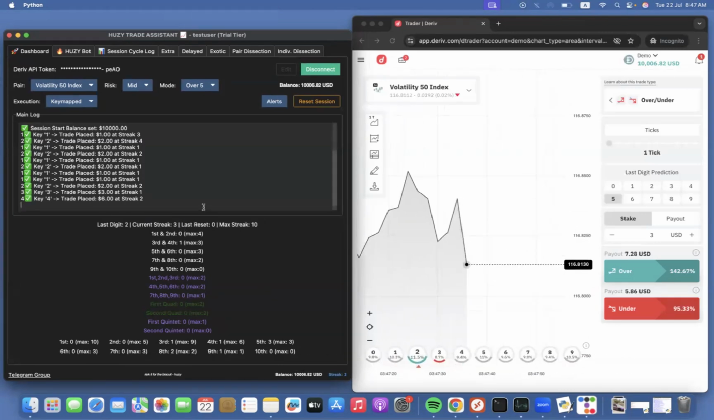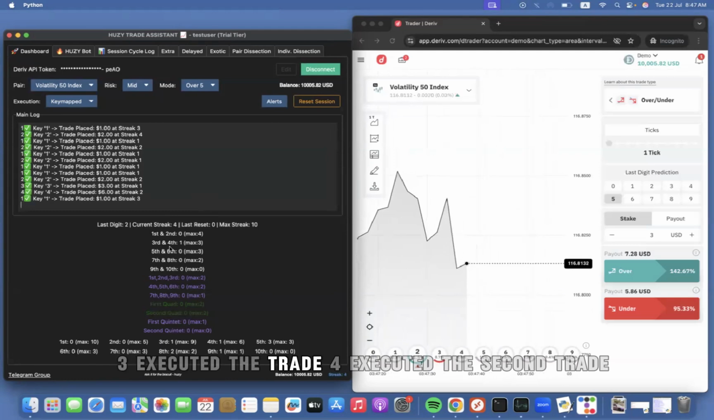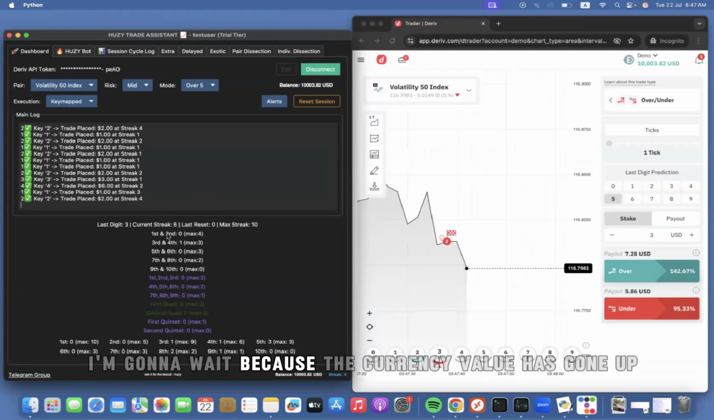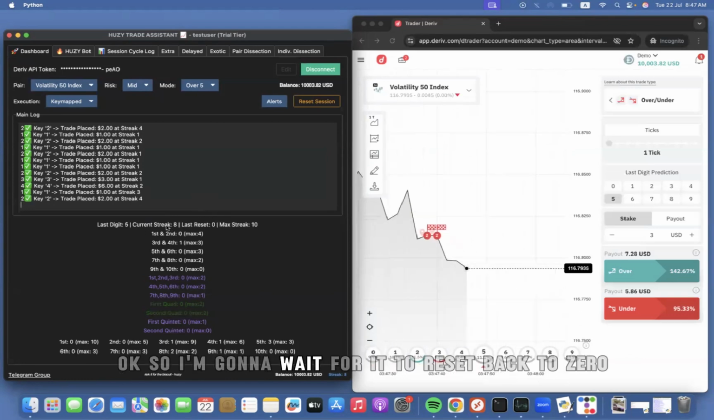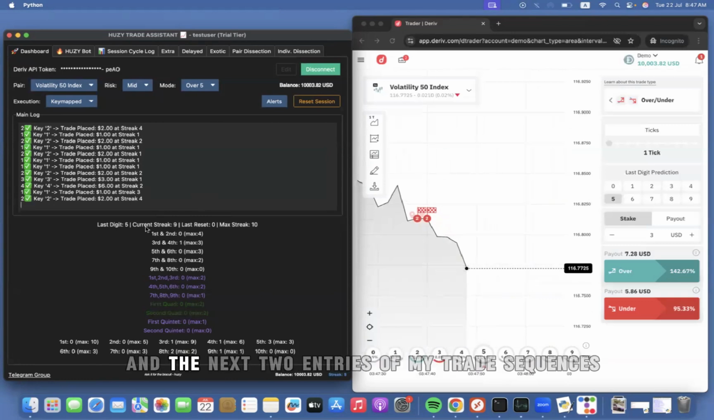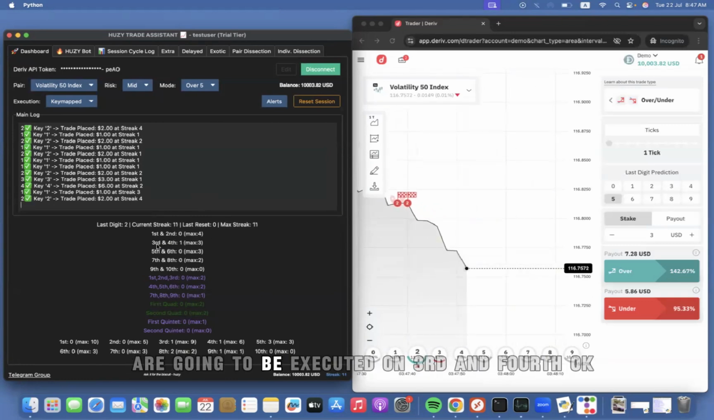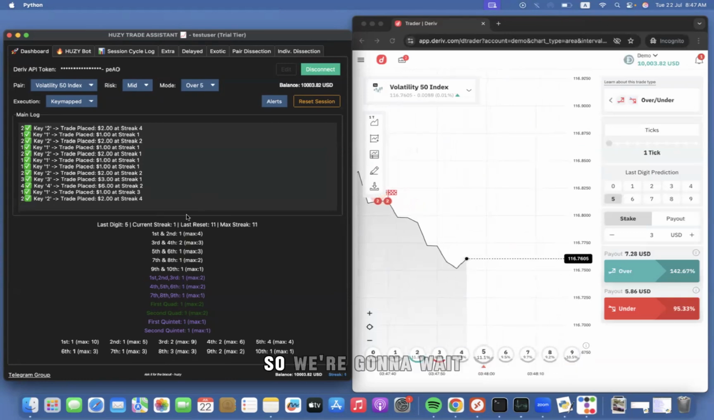2, 3, executed the trade. 4, executed the second trade. Now I'm going to wait because the current streak value has gone up. Okay, so I'm going to wait for it to reset back to 0, and the next two entries of my trade sequences are going to be executed on third and fourth. Okay, so we're going to wait.